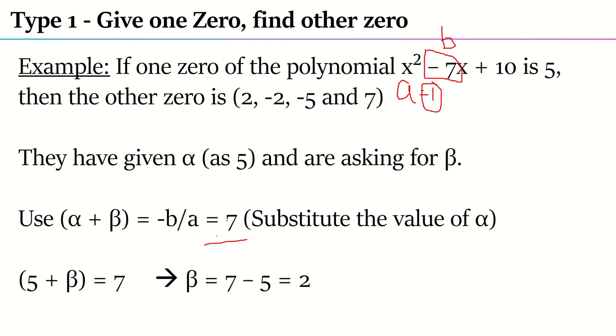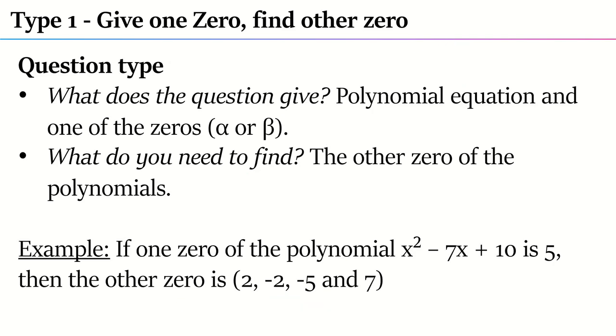Now you need to substitute this value of 7 in the formula. You know from the polynomial equation you have found alpha plus beta is equal to 7, and one of the zeros is 5. So 5 plus beta is equal to 7, and you find the value of beta as 2. So that is the answer. This is the right answer.